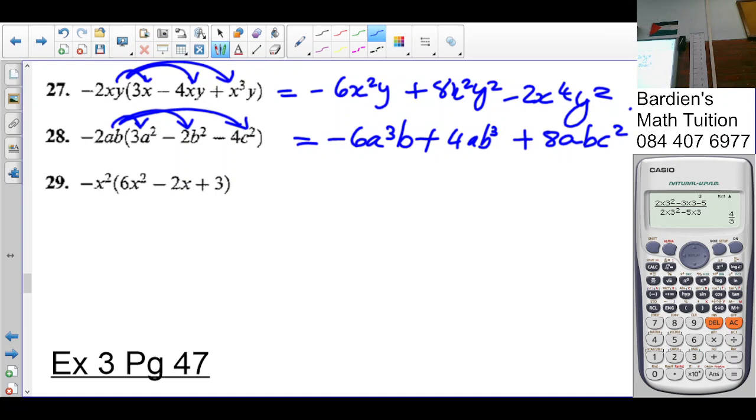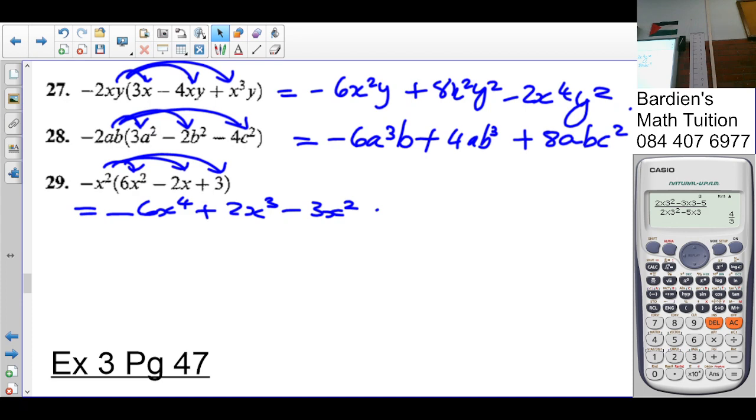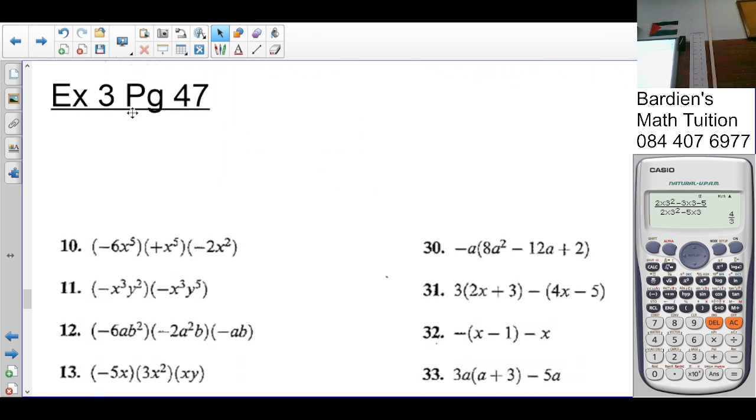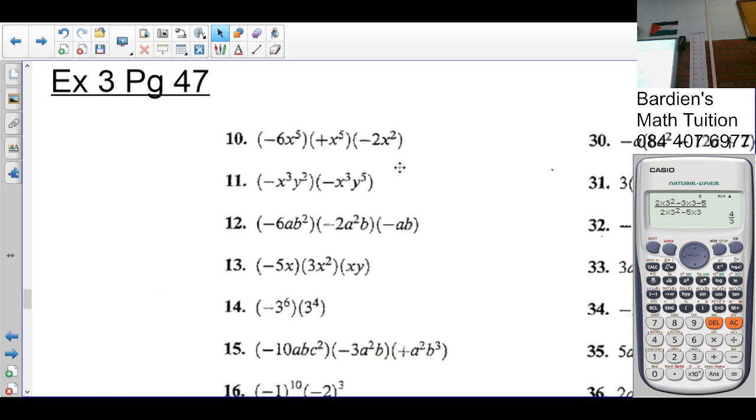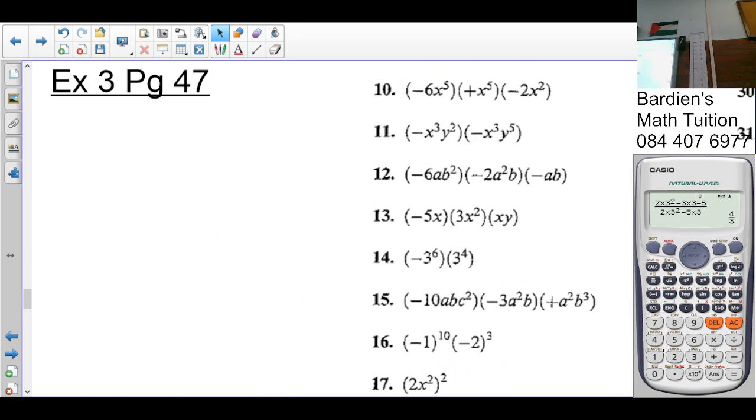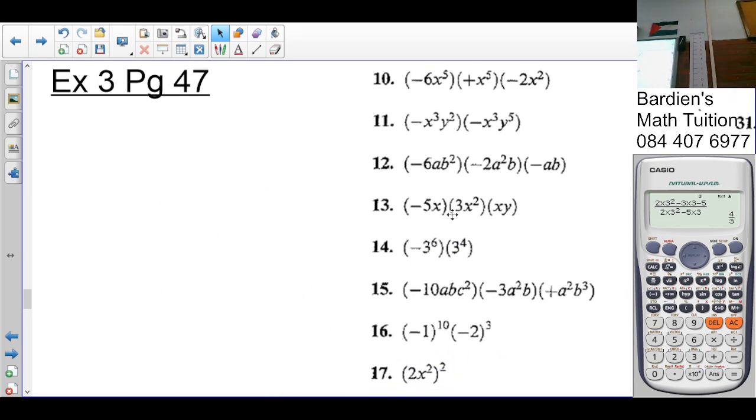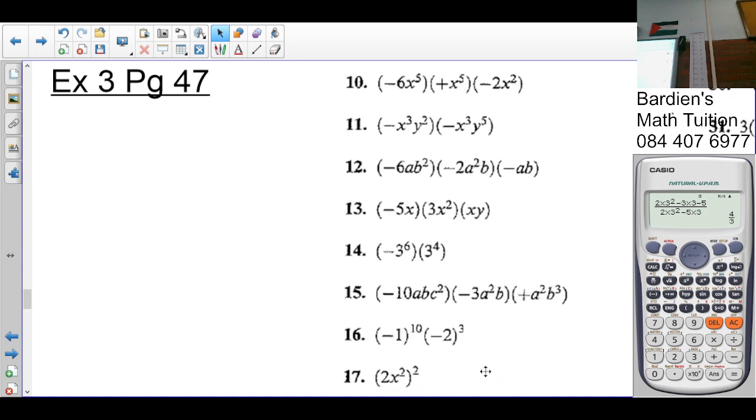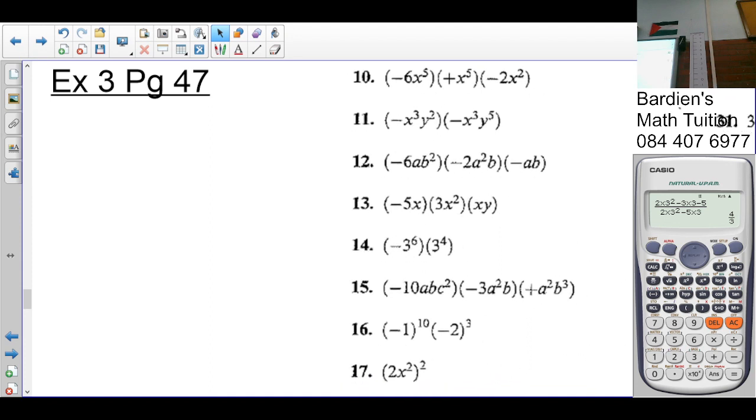Nice. Right, next. Negative 6x to the power 4, plus 2x cubed, minus 3x squared. Right. Do we have any issues here? No? Let's carry on with our lives. Number 10. Right. Who's next?